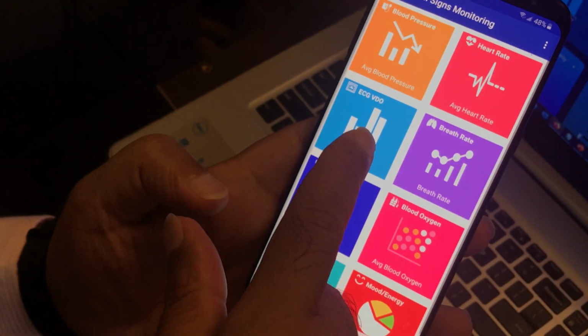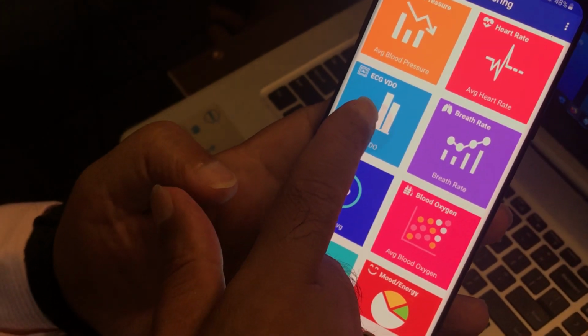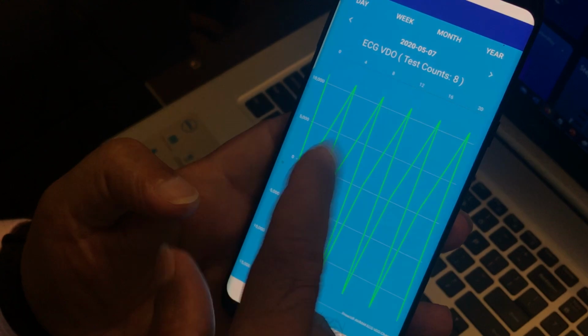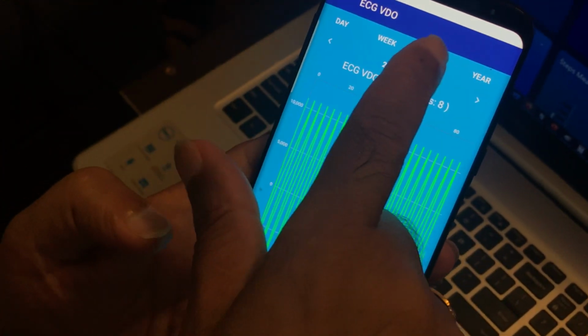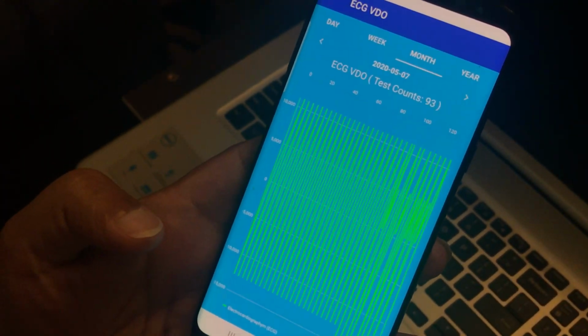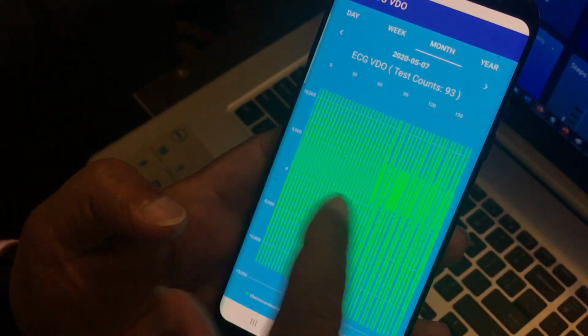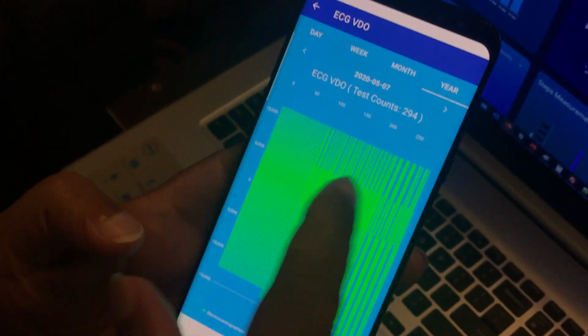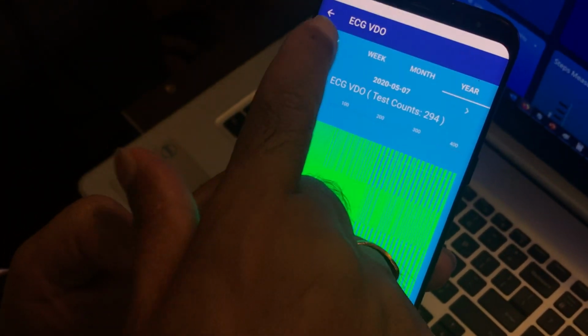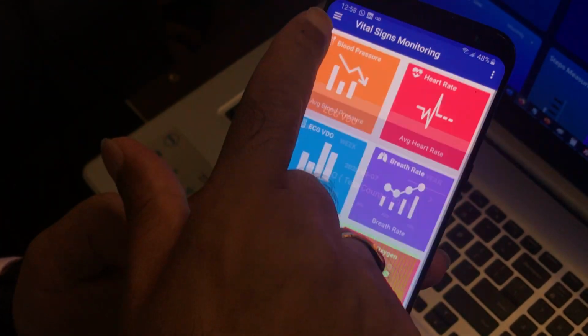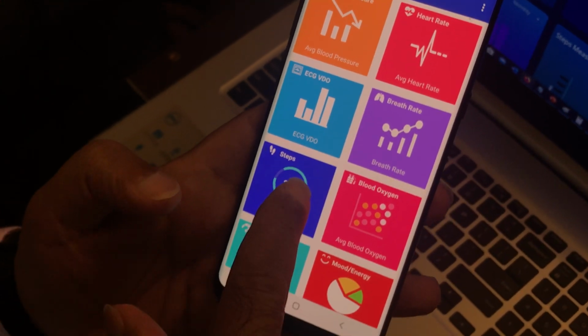Now let's take a cumulative look at the ECG video also. The ECG video is a PQRST waveform but shown in the video format, and today about 8 times it has been tested. If you look at the monthly side, you have almost the cumulative graphs being shown up, and likewise your entire year-wise ECGs also you can see. Perhaps about 294 ECGs have been taken, and from the video perspective you can see this. Alternately, there is some static value also that you can see whether it is normal or not.